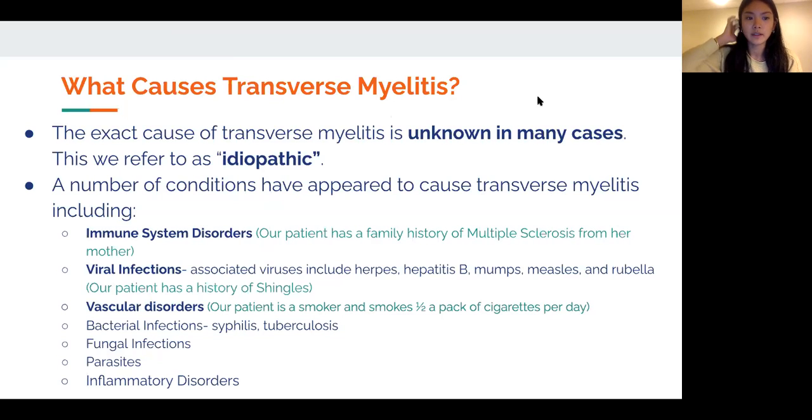What causes transverse myelitis? The exact cause of transverse myelitis is unknown in many cases. This is what we refer to as idiopathic. A number of conditions have appeared to cause transverse myelitis, including immune system disorders. Our patient has a family history of multiple sclerosis from her mother. Viral infections: she has a history of shingles. And vascular disorders: our patient is a smoker and smokes half a pack of cigarettes a day. Some other causes are bacterial infections, fungal infections, parasites, and other inflammatory disorders.